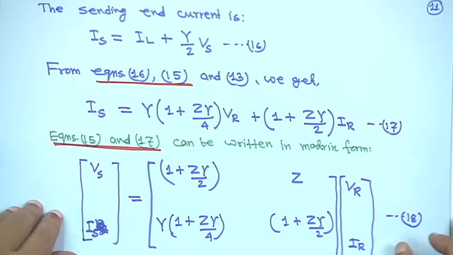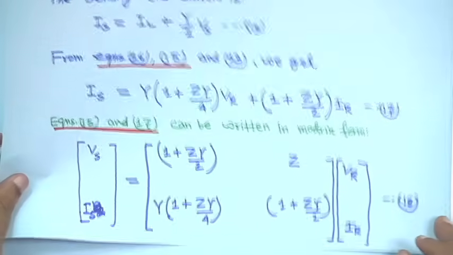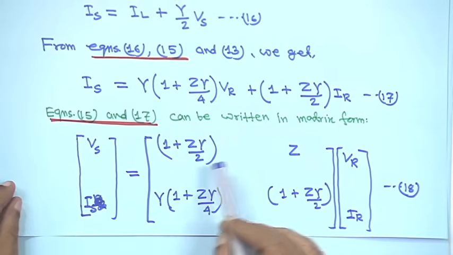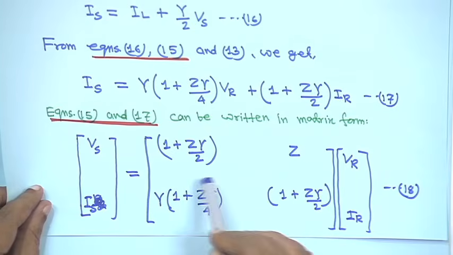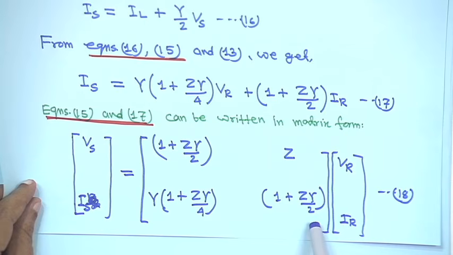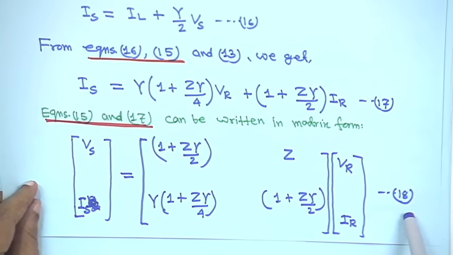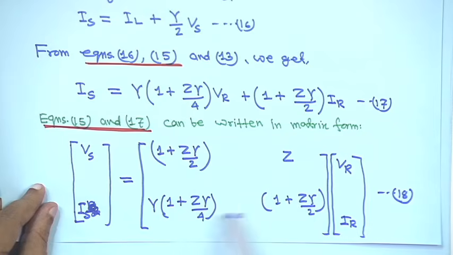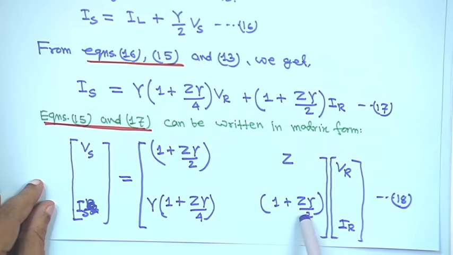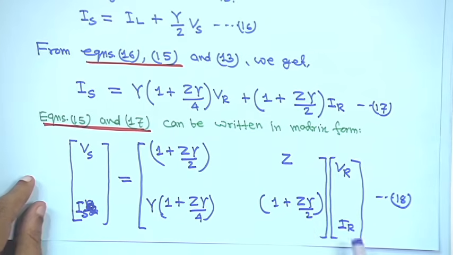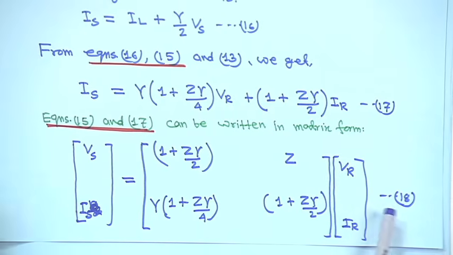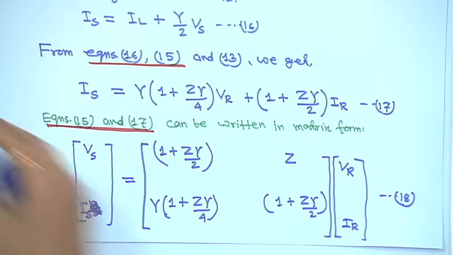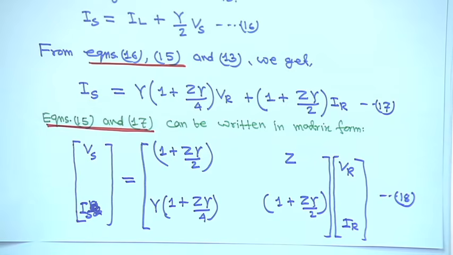Now, put this in matrix form. So, Vs Is equals the matrix [1 plus ZY by 2, Z; Y into (1 plus ZY upon 4), 1 plus ZY upon 2] times Vr Ir. This is equation 18. So, this is A, this is B, this is C, this is D, and A is equal to D. So, these are the ABCD parameters for the medium transmission line.